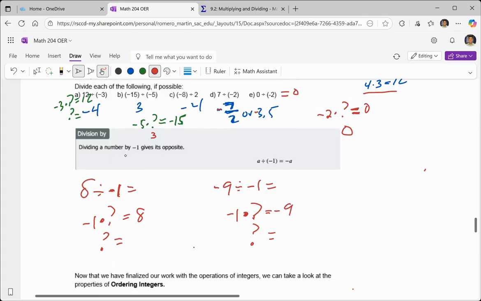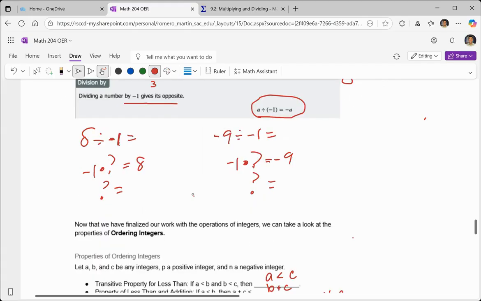We also know dividing by negative 1 gives its opposite. So A divided by negative 1 is negative A. 8 divided by negative 1 is negative 8. Negative 9 divided by negative 1 is positive 9, because negative 1 times what equals negative 9? It has to be 9, the opposite of negative 9. So think about that real quick as we think about dividing by negative 1. It's just its opposite. What's the opposite of negative 9? Positive 9. What's the opposite of 8? Negative 8. Something to think about.